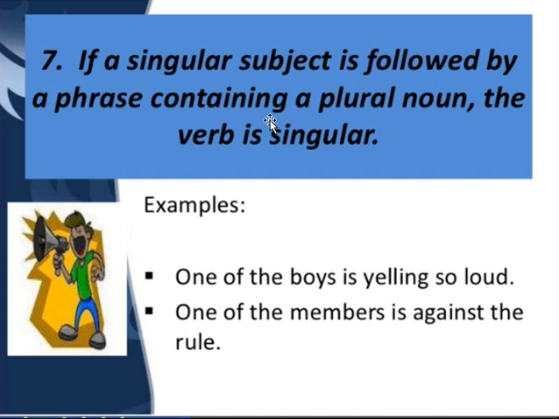Moving on to rule number 7. If a singular subject is followed by a phrase containing a plural noun, the verb is singular. It means if the subject is singular but it is followed by a phrase containing a plural noun, it will still be considered singular. Like, one of the boys is yelling so loud, or one of the members. It's a phrase followed by a plural noun. See, members and boys are both plural nouns, but it's a phrase, so it goes against the plural rule.